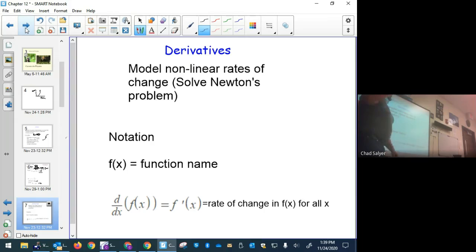Okay, so derivatives. This is where Newton found how to find the slope of a curve. So the slope of a curve. So if f of x is the function, this is just how you write it. d over dx of f of x means to find its derivative, which is often written as f prime of x, which is the rate of change in that function for all x values. So it'll be an expression of x if it's a curve. So we'll have to plug x in, and then it'll give us what the slope is at any given point x.